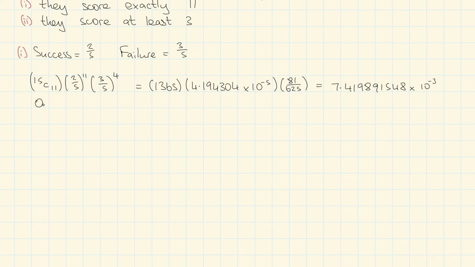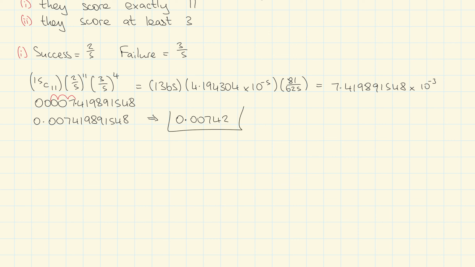So we'll come out of our scientific notation here. I'm going to move, my decimal place was here. I need to move it 3 places, 1, 2, and 3. So we get 0.00749891548. And again, we'll assume it was maybe 5 decimal places. Okay, that's part 1 answered.